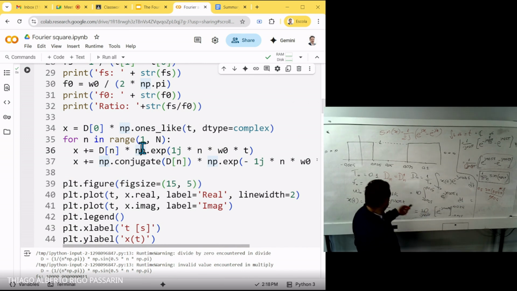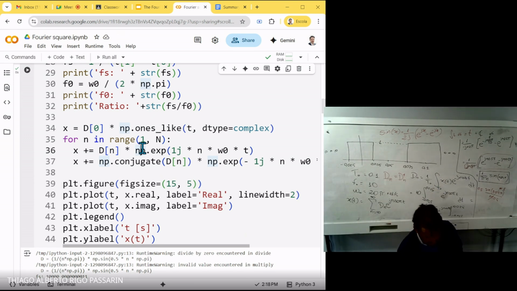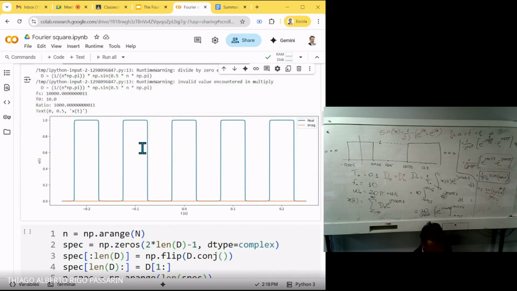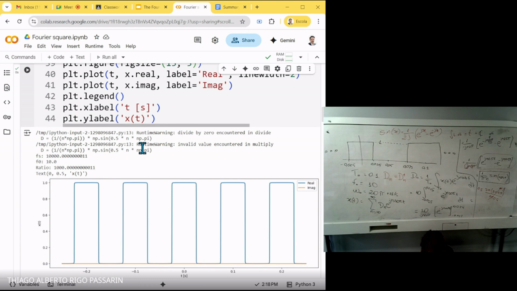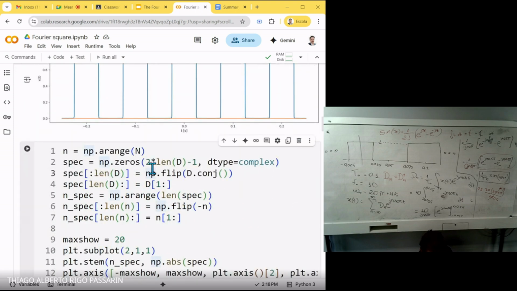Actually, what I provided for the code was this, the general formula to compute the coefficients. Then I computed 2,000 coefficients, and I summed all the exponentials, and I got this, which is the signal we're trying to represent with the Fourier series. And then we go to what we call a spectrum.